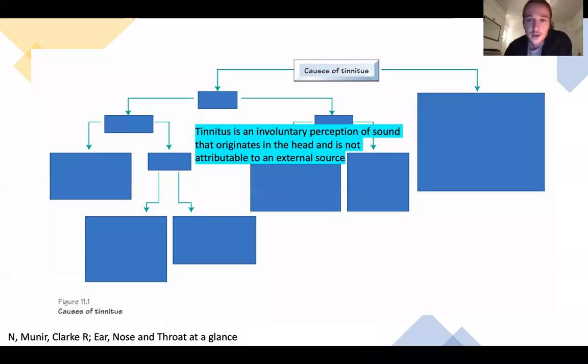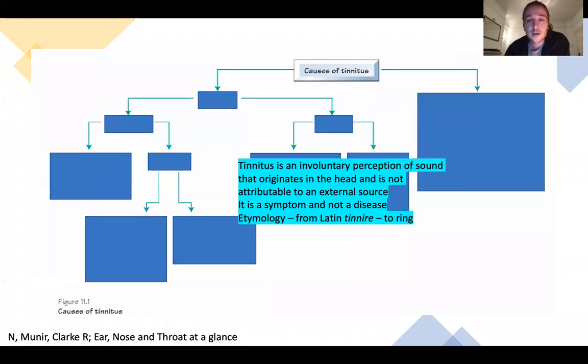So tinnitus, it's an involuntary perception of sound. It originates in the head, and it's not attributable to an external source. So there's no known source for this tinnitus. It's not actually a disease in itself, it is a symptom. And the etymology of the word, it comes from the Latin tenere, which means to ring.